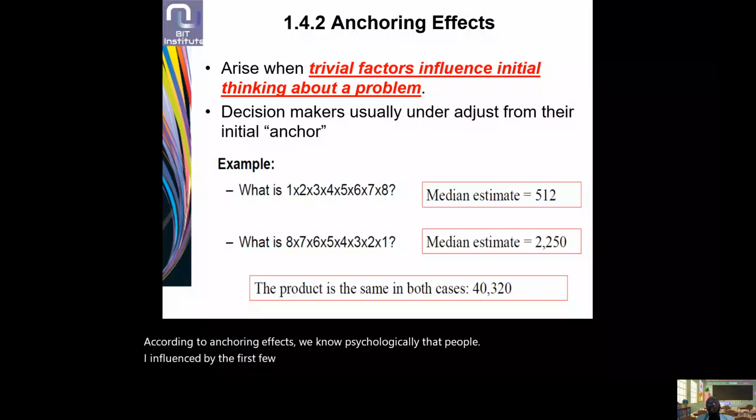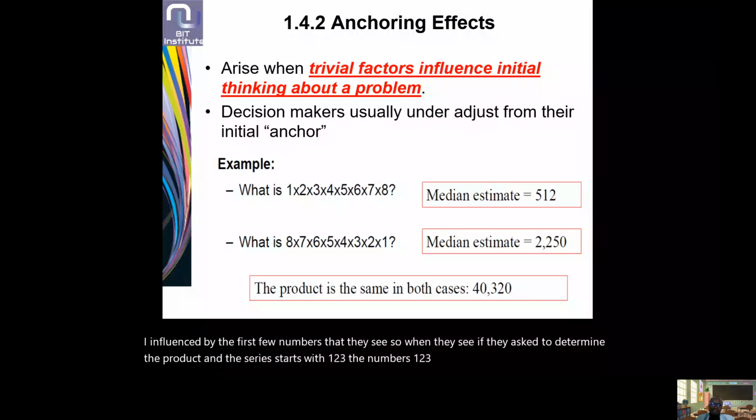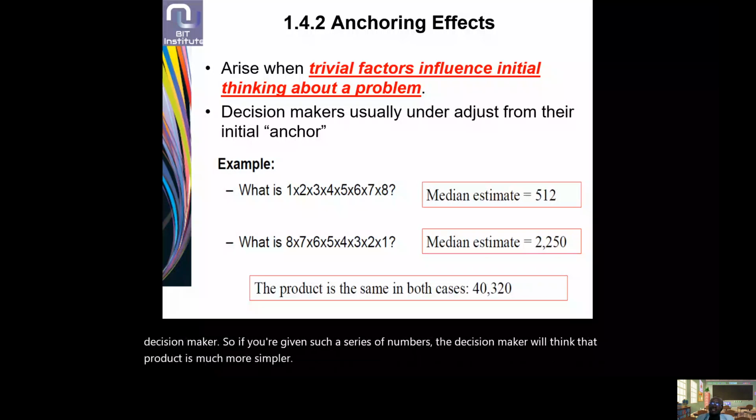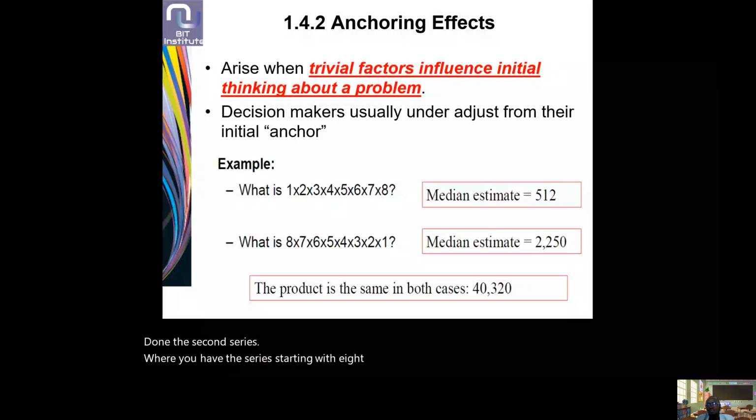So if they're asked to determine the product and the series starts with 1, 2, 3, the numbers 1, 2, 3, 4 appear to be simple to the decision maker. So if you're given such a series of numbers, the decision maker will think that the product is much simpler than the second series, where you have the series starting with 8 times 7 times 6 times 5 times 4 times 3 times 2 times 1.